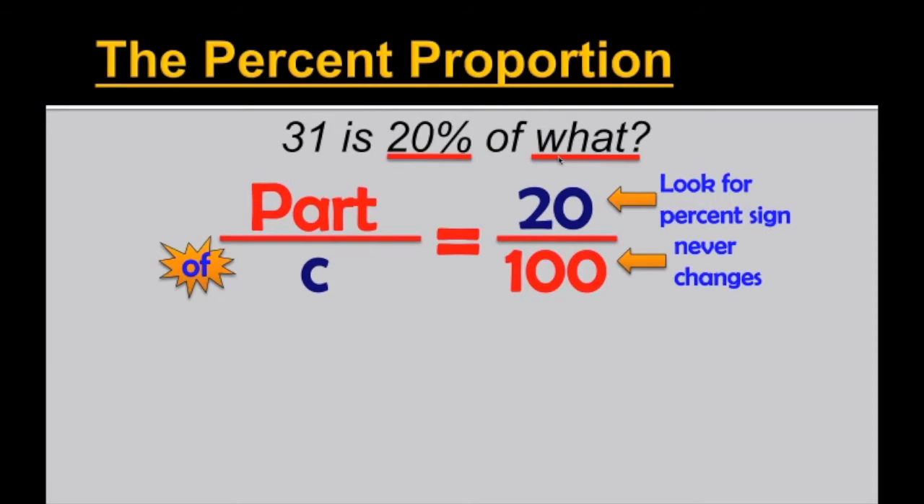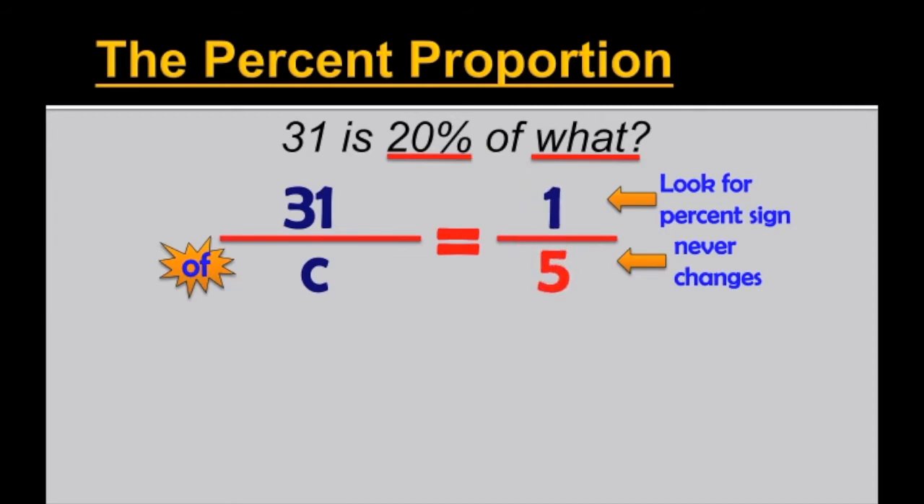And then we're saying 31 is 20% of what? Basically, 31 of what is 20%. We can mix our words around, it doesn't really matter. And that's going to be our part. So now we've got 31 over c equals 20 over 100. Well, now we have our proportion. Can we reduce to make our life easier? Yes. 20 over 100 reduces to 1 over 5.